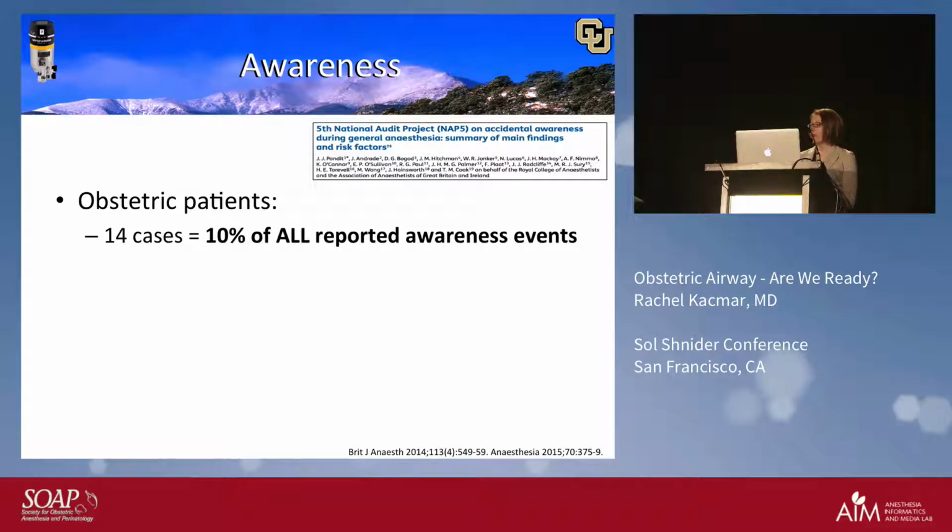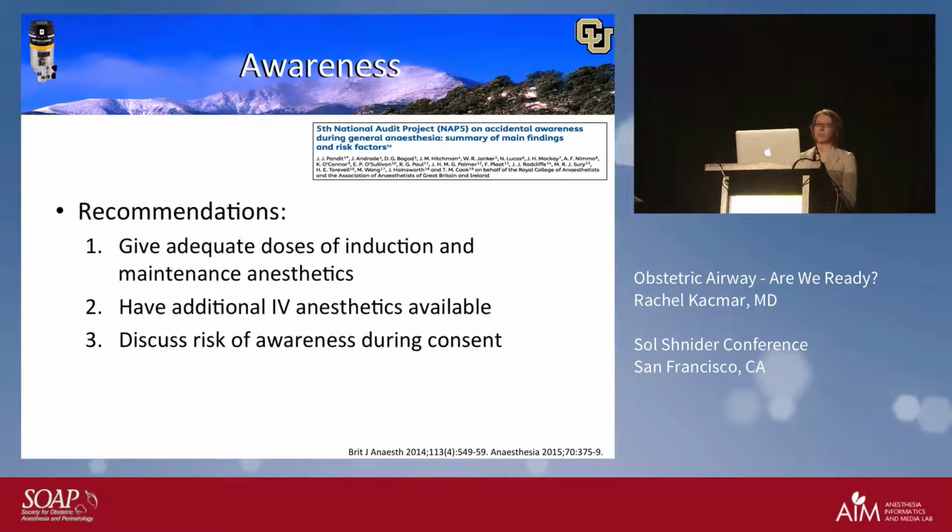So they make some recommendations on what we can do to try to address this, which I think are reasonable, apart from maybe the third one. So I think it might be difficult to seamlessly incorporate the discussion of risk of awareness into your typical consent for a neuraxial procedure with your typical obstetric patient.